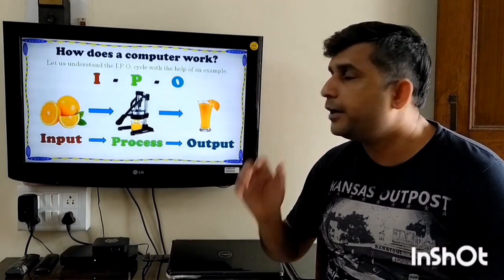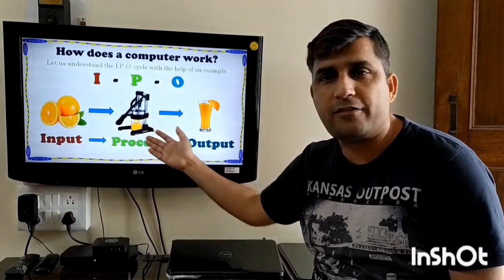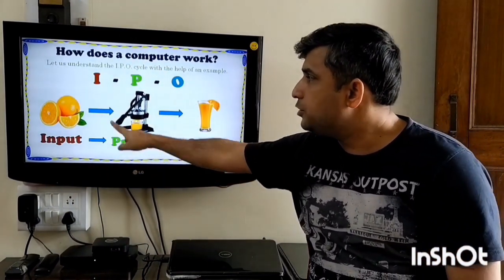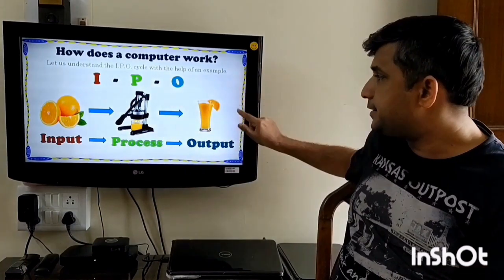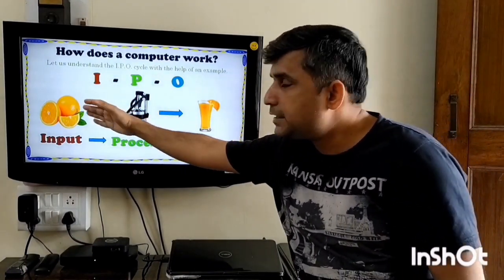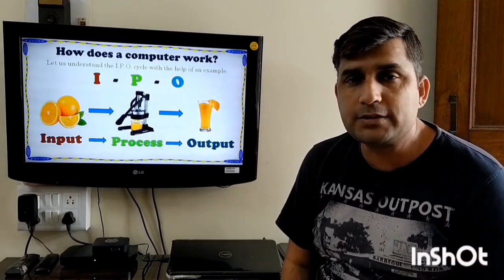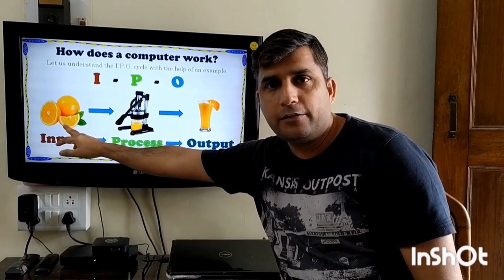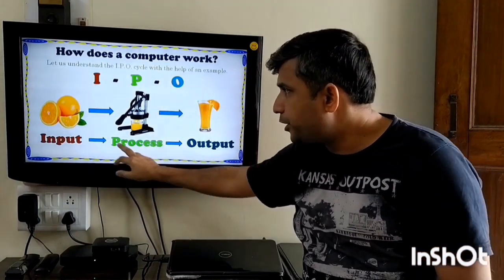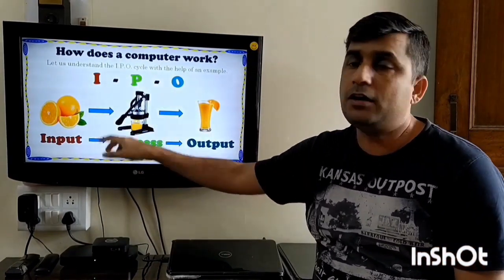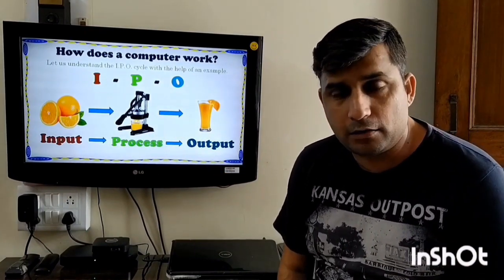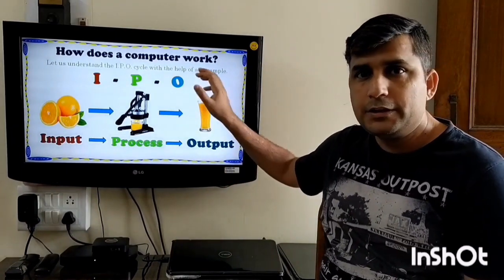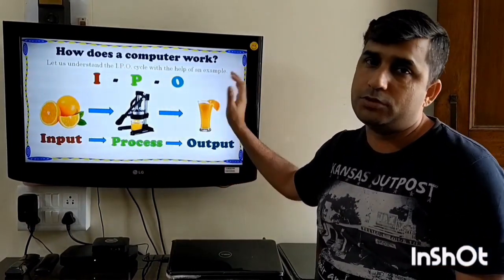Let us understand what the IPO cycle is in our daily life. Look at what I have on my screen. Here I have the oranges. Here there is an orange juice maker, and this is an orange juice. This is a classic example of an IPO cycle. Okay? Just pay attention. This is the input. You give the input. This input is processed here with the help of the orange juice maker. What comes out here is the orange juice. This is the classic example of an IPO cycle.